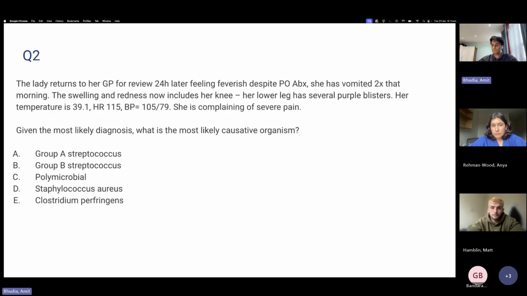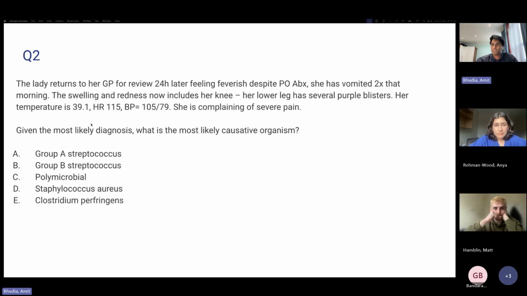So second question. Any answers? Okay. So this one's actually quite hard, I think. By the way, these questions are written by MedSoc.